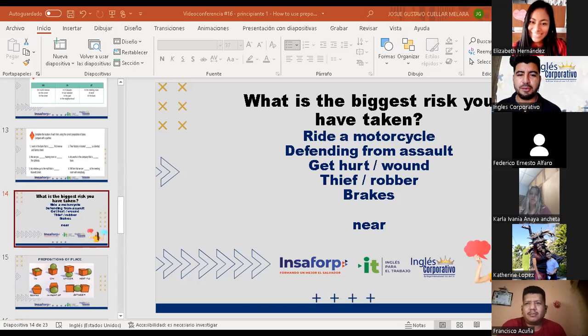And here we have William, and then Catherine. Drive a motorcycle without brakes. Without brakes, sin frenos. Ni trasero ni delantero. Wow, did you have an accident? ¿Tuviste accidente? Ahí en el Paseo General Escalón, casi le pegó una coaster de la 52. Wow. Casi. Qué bueno que no te pasó nada.